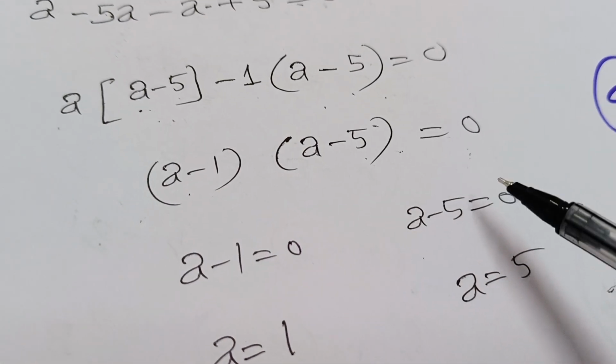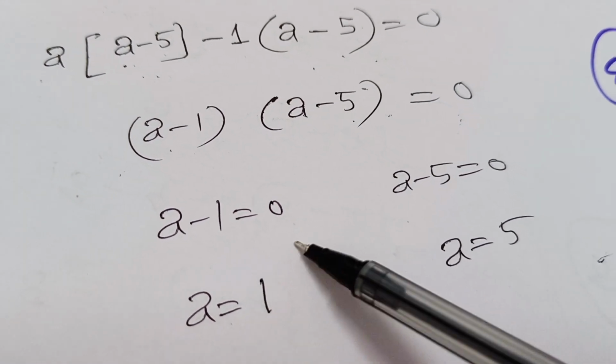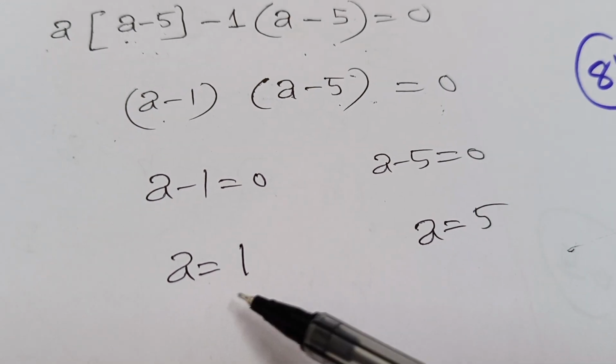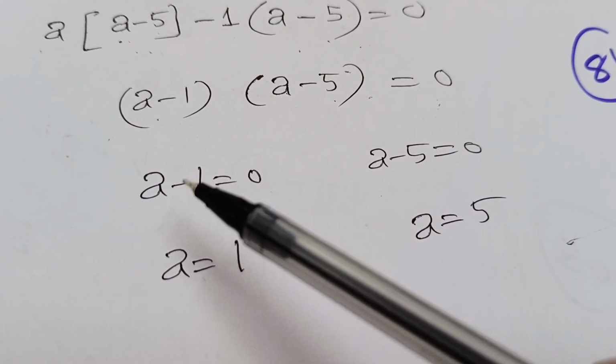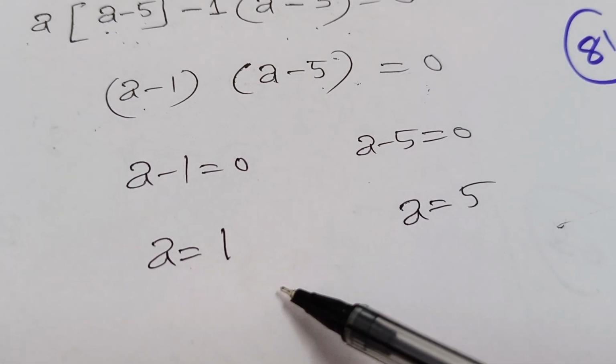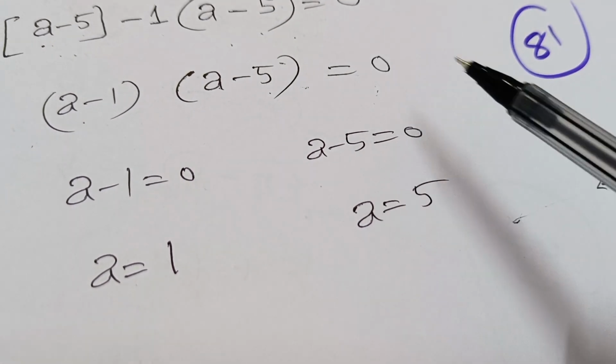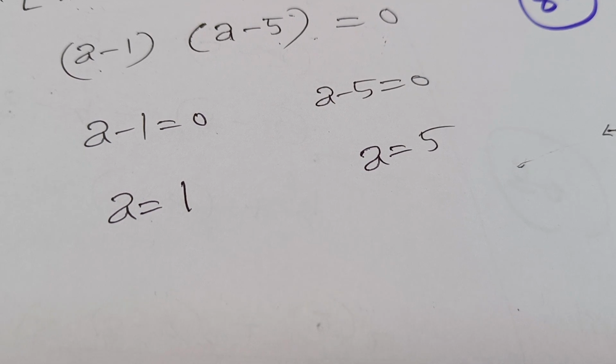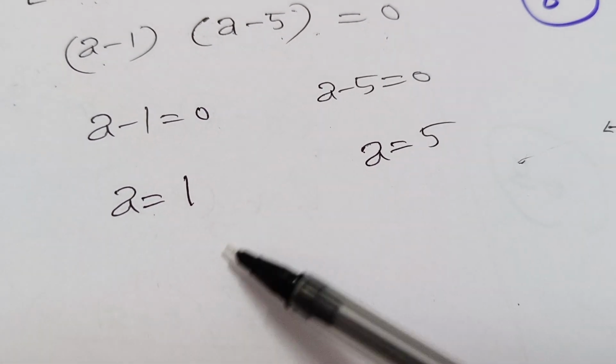So equate each term to 0. A minus 1 is equal to 0, a minus 5 is equal to 0. So a is equal to 1. When minus 1 goes to the right side it becomes plus 1 and minus 5 becomes plus 5. So we are getting two different values of a, which are 1 and 5.